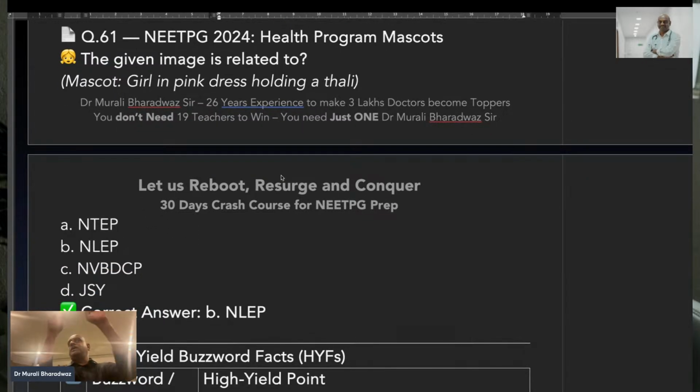So now one image will be given, symbols. All national programs, their symbols.